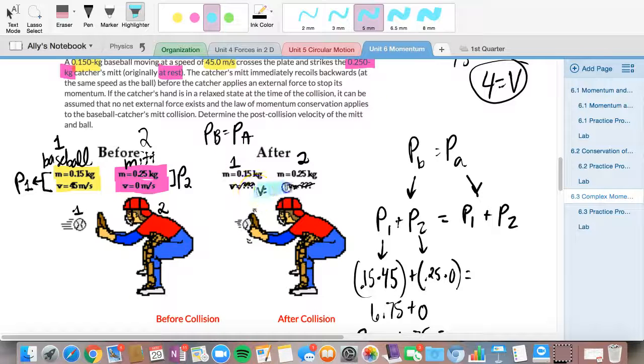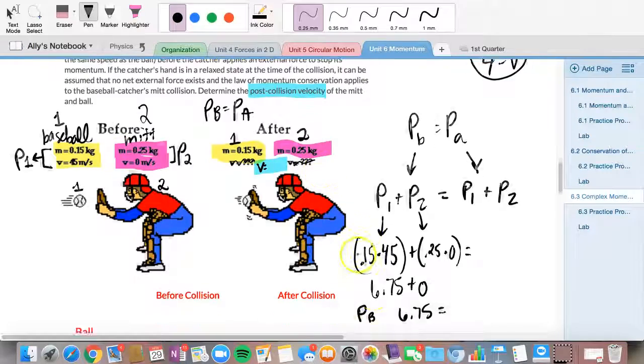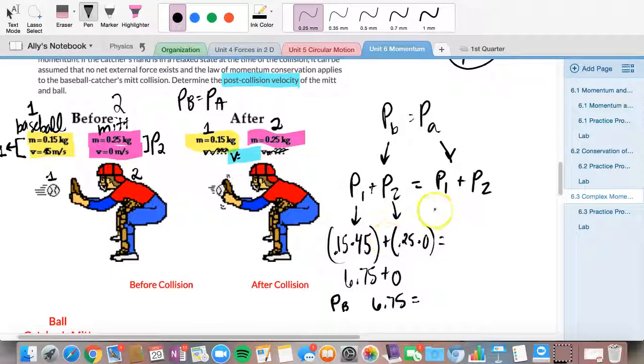We want to find the velocity after the collision. We're already given these masses from the beginning of the problem. Mass never changes, so you don't have to look for it in the problem because it's already there. So my mass of object 1 is still 0.15. I don't know the velocity, so I'm going to put V. My object 2, the mass is still 0.25 times its velocity, which is V.